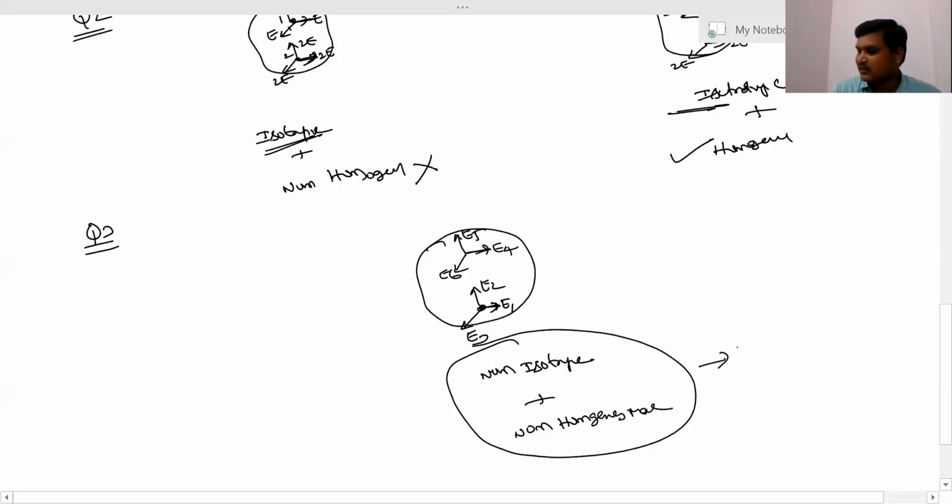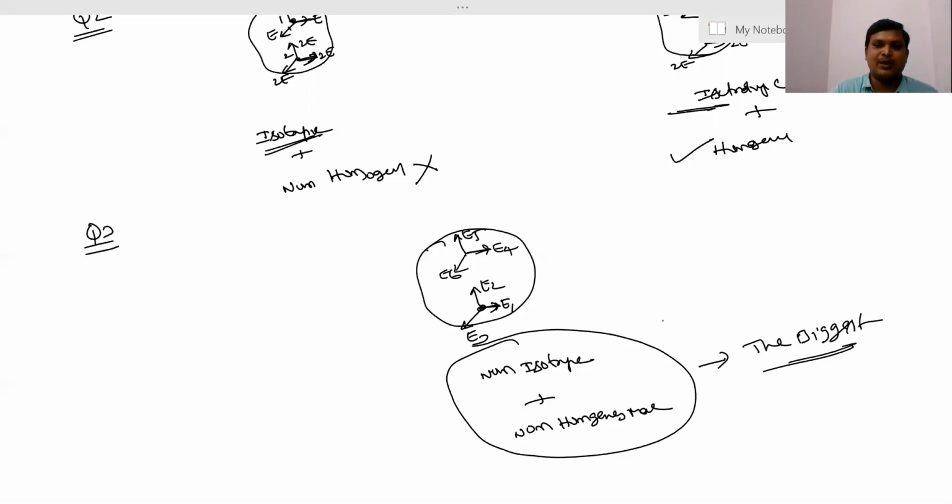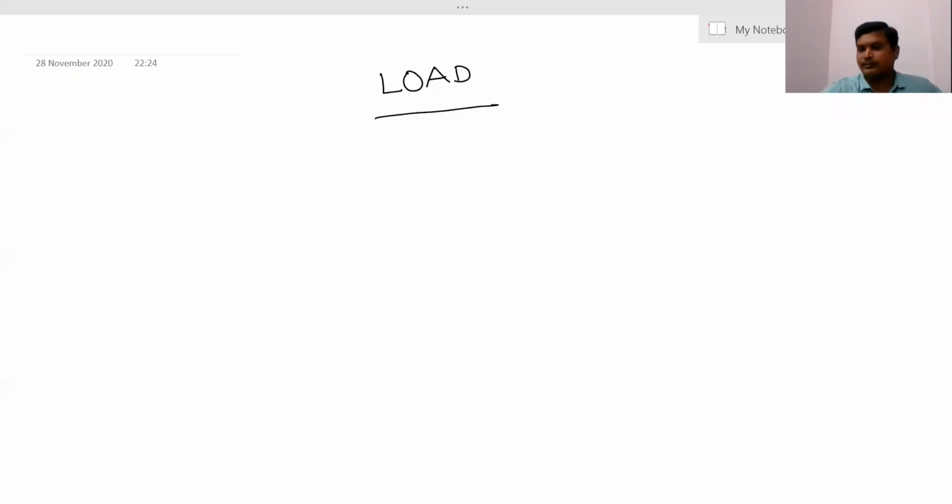So in strength of materials, it is the biggest problem: the designing of a non-homogeneous and non-isotropic material is the biggest problem in the strength of materials. Now, our next topic is load. So what is meant by load?